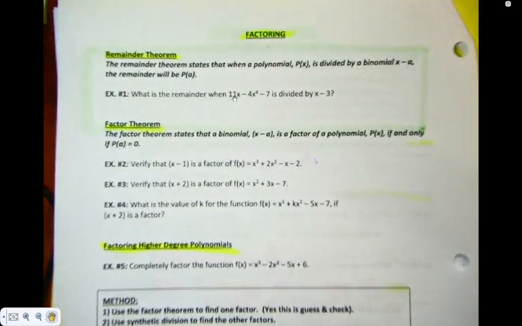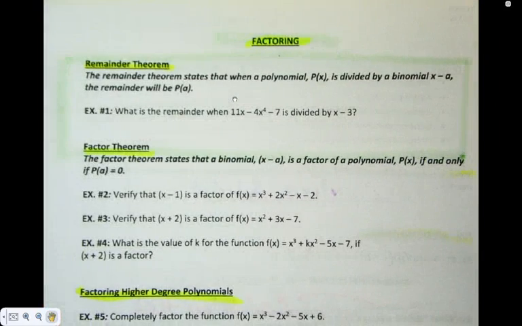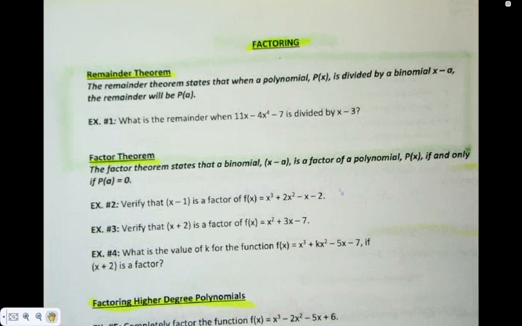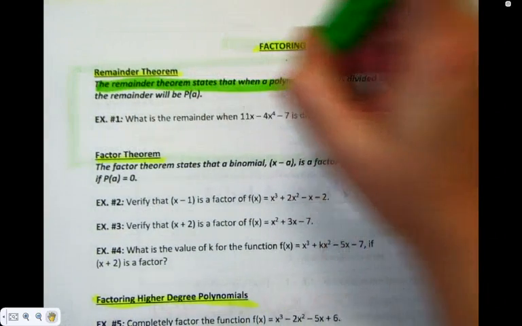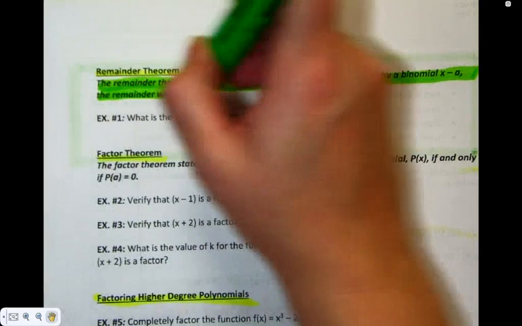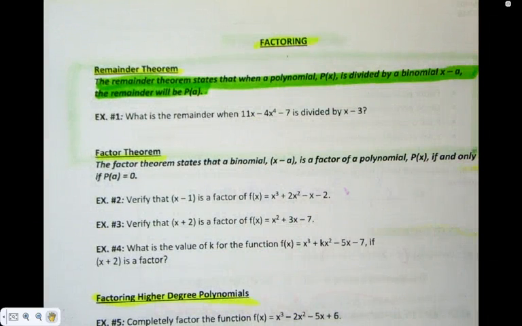It sounds so much more complicated than it is. Remainder theorem states that when a polynomial p of x is divided by a binomial x minus a, the remainder will be p of a. Why, of course it will be. What remainder theorem is, is a really quick way to determine the remainder without actually doing the dividing.